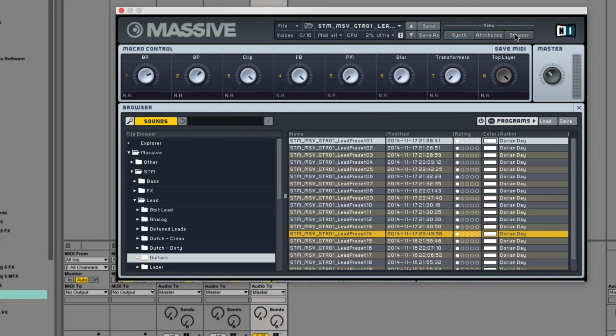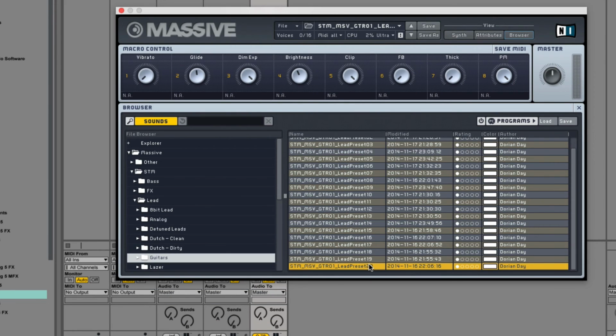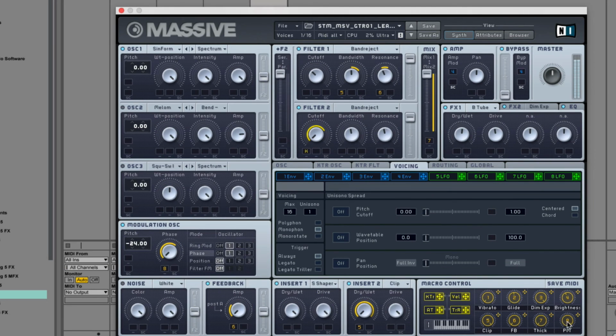All right, the last one, 20. Now this is almost a dubstep bass sound, but I think it sounds pretty cool as a, I don't know, a futuristic guitar lead. And it varies based on how much PM or anything else you have going on.